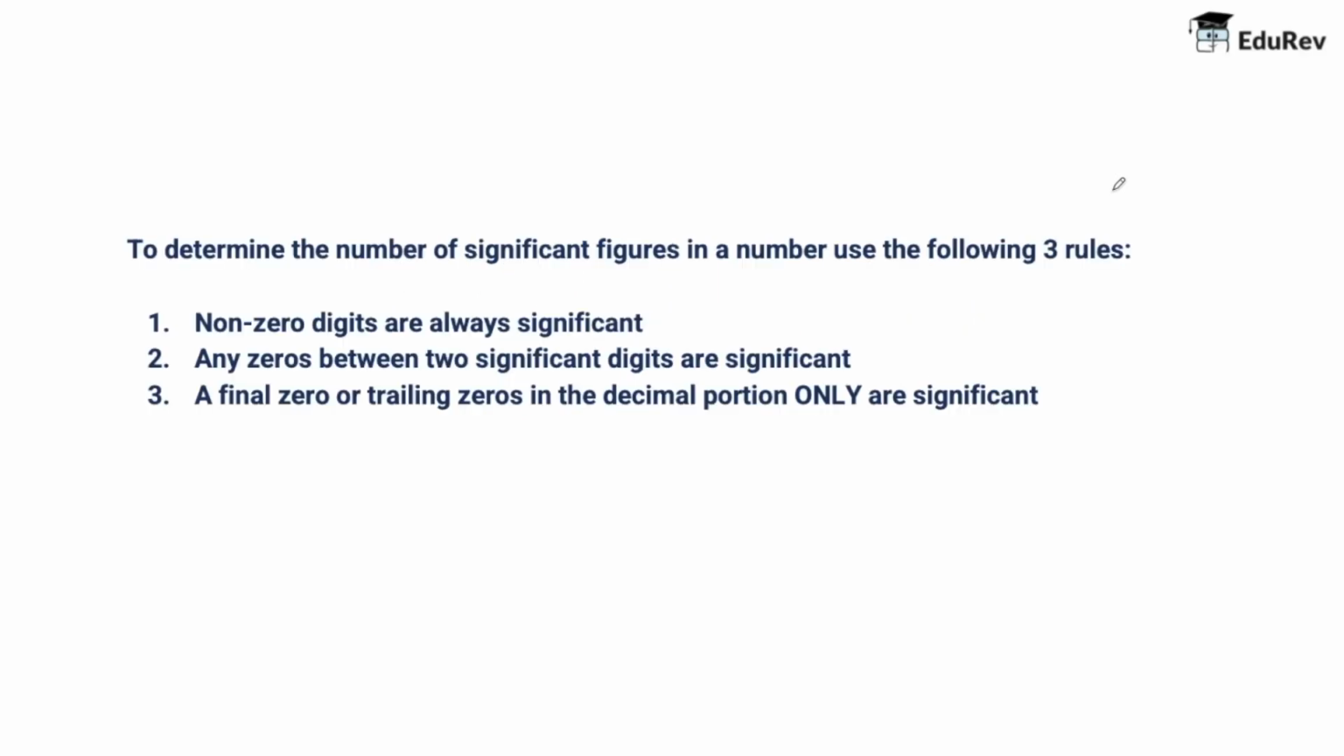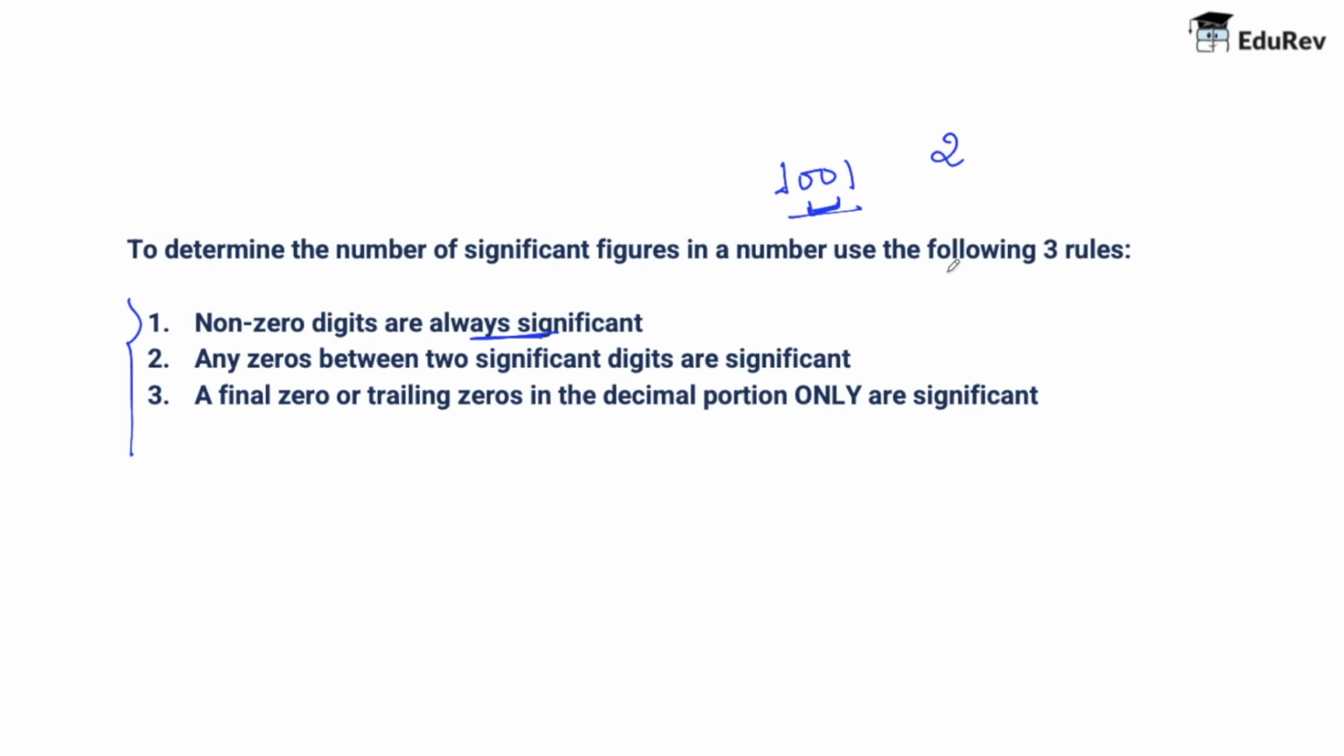Now to determine the number of significant digits in a number, we use the following 3 rules that are presented on your screen. The first is that non-zero digits are always significant. The second says that any zeros between two significant digits are significant. Like for example, if I have 1001, these two zeros that are between these two non-zero numbers are significant. Then non-zero digits are always significant, like for example 2, it's always significant.